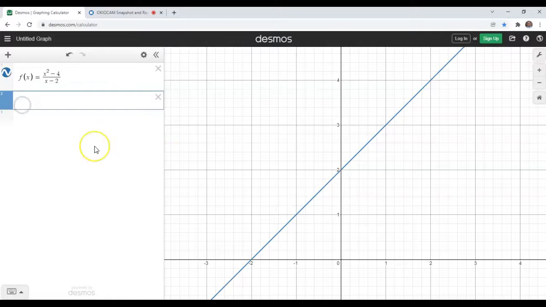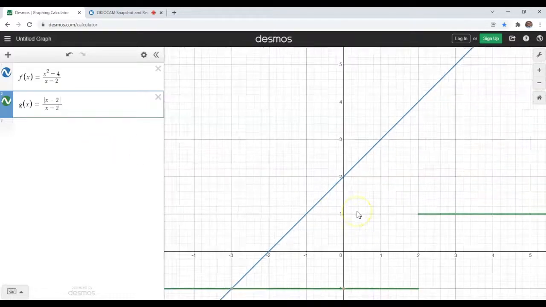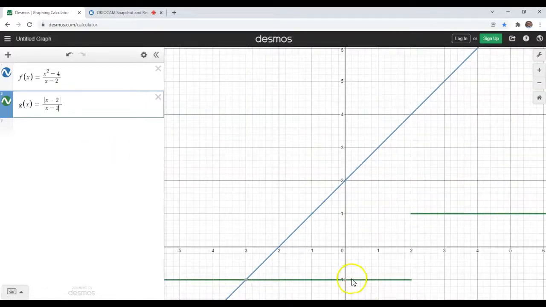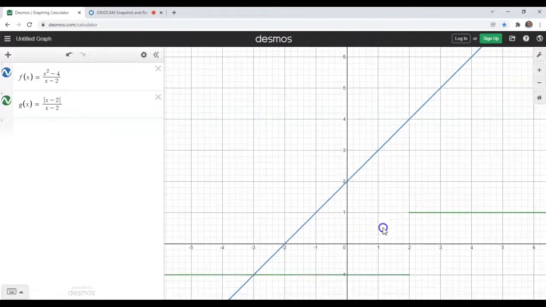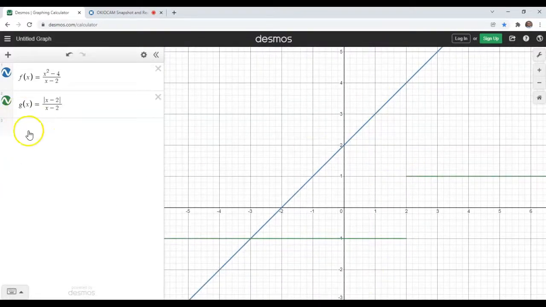Well, let's look at the function g of x equals, again, we're going to do a fraction, absolute value of x minus 2 over x minus 2. That function looks like this. It's the green line. Way different, right? Not the same at all. But if I look right there, it is undefined there. And at 2 down here, it is undefined there too. There it is. So even though they are undefined at the same point, the functions are not the same at all, right? I can clearly tell that.